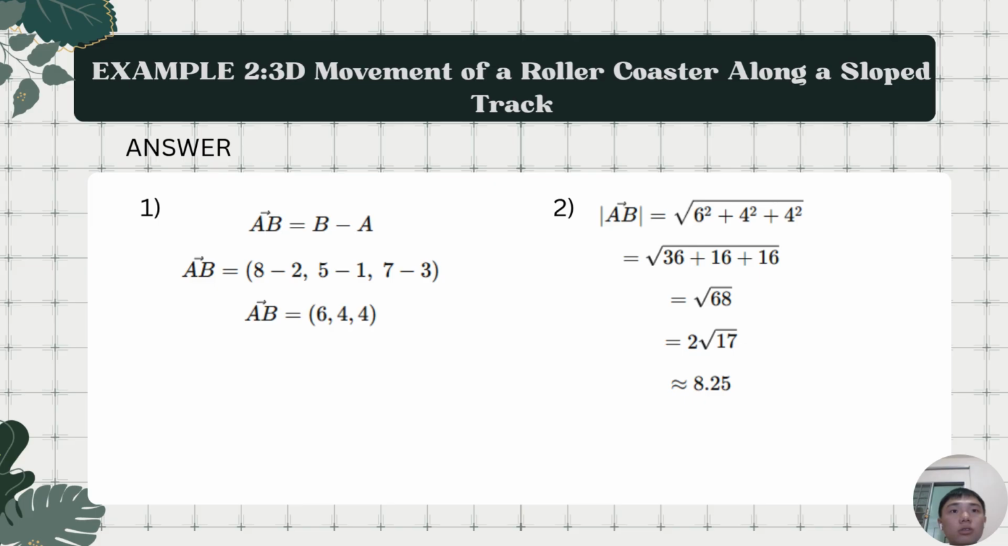This means the roller coaster moves 6 units in the x direction, 4 units in the y direction, and 4 units in the z direction. Next, to find the distance between the 2 points, we calculate the magnitude of this vector. After calculation, the distance is approximately equal to 8.25 units. And this is the straight line distance between the starting point and the ending point.